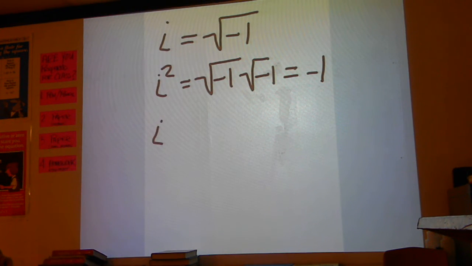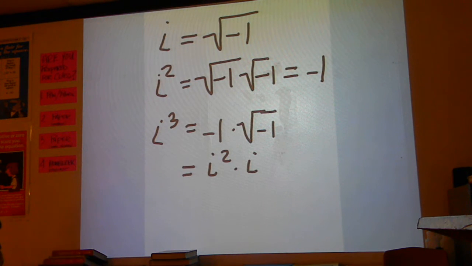Now, if I had I to the third, that's the same thing as saying I squared, which is what we just had, times the square root of -1. And that's the same thing as I. That's the same thing as this: I squared times I. The I squared times I would give me I to the third power.